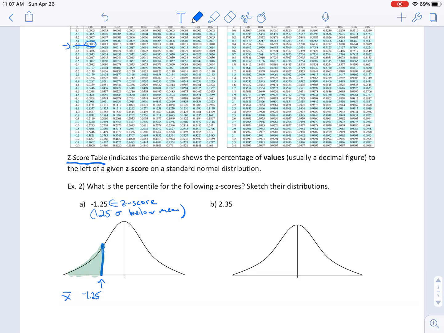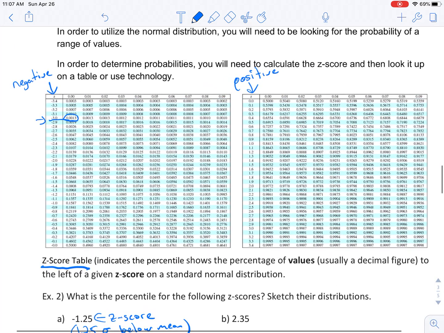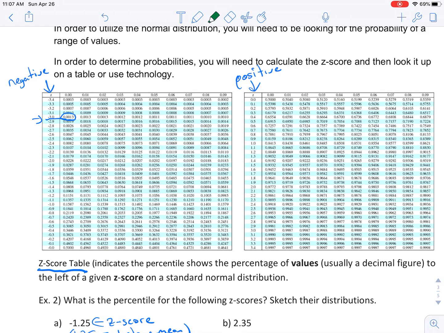So this might be minus 1.25 below the mean. So if I take the mean minus that, let me just fix that up. So the mean minus that many standard deviations below the mean. And so that gives me there. So if we want to try to figure this out, let's go to our table.